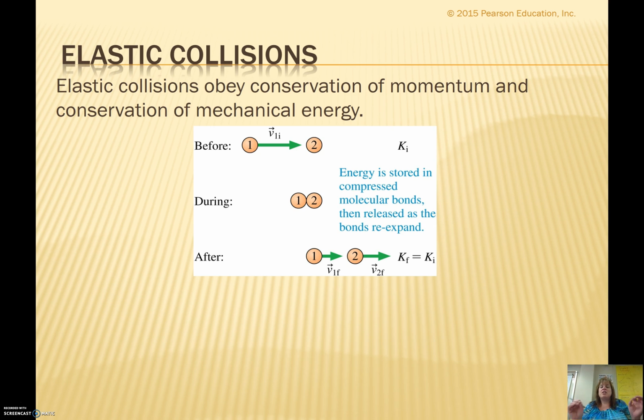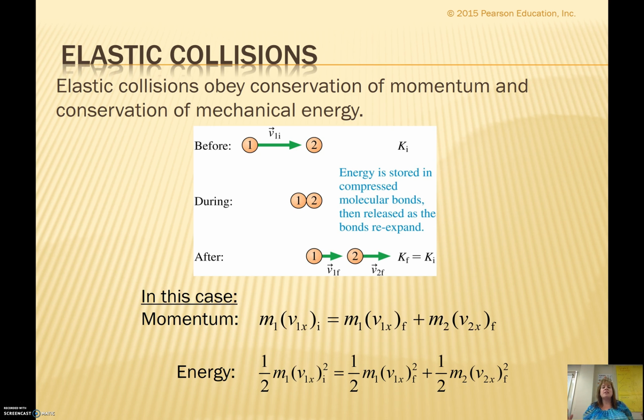In an elastic collision, the initial and final kinetic energies have to be identical. So in this case, we have the law of conservation of momentum. We have an initial momentum equaling the final momentum of both objects. And we have energy. The initial kinetic energy of the one ball equals the final kinetic energy of the system, which is both balls moving.